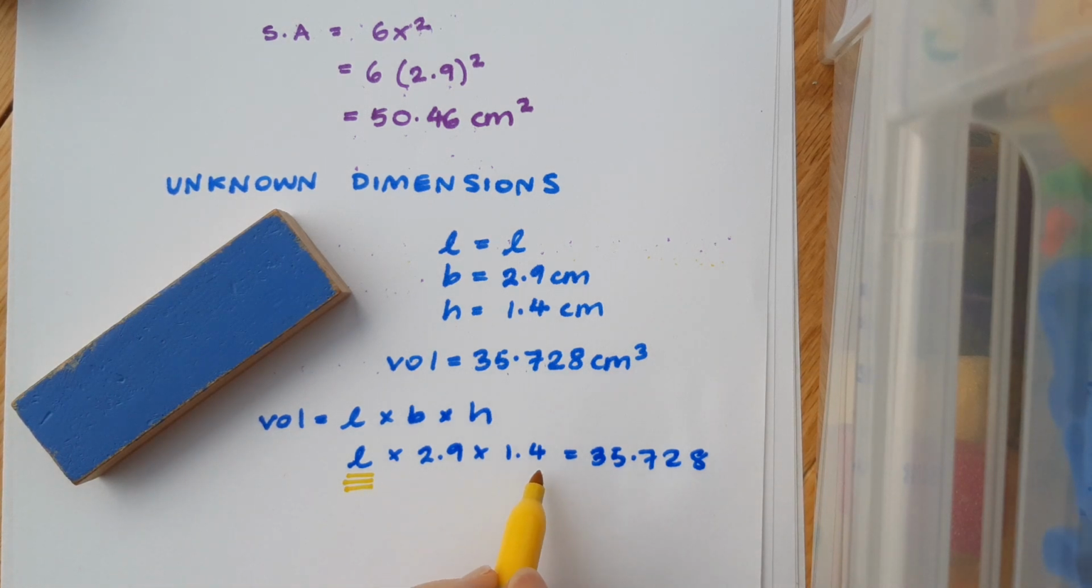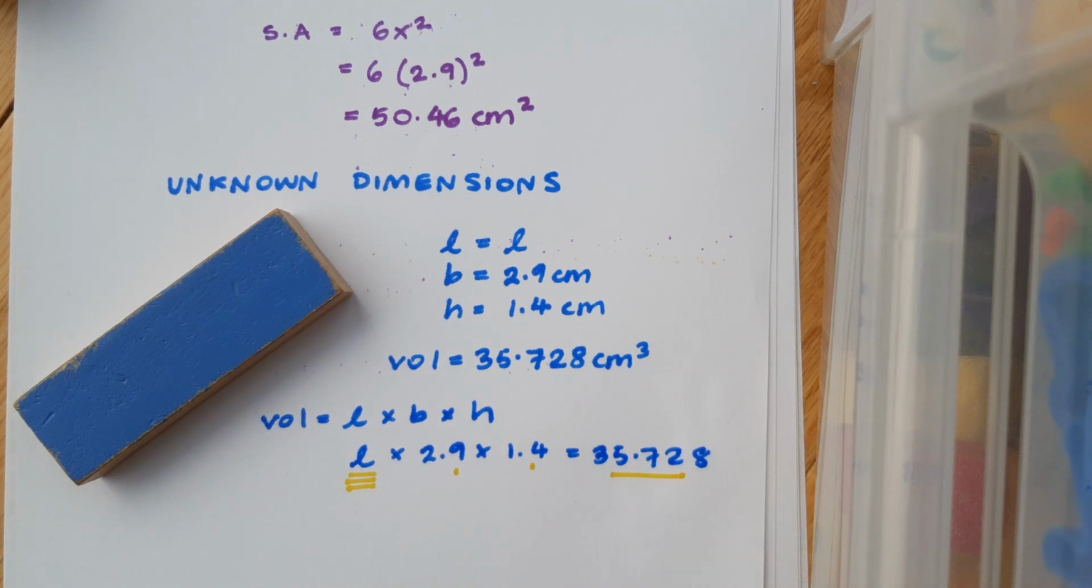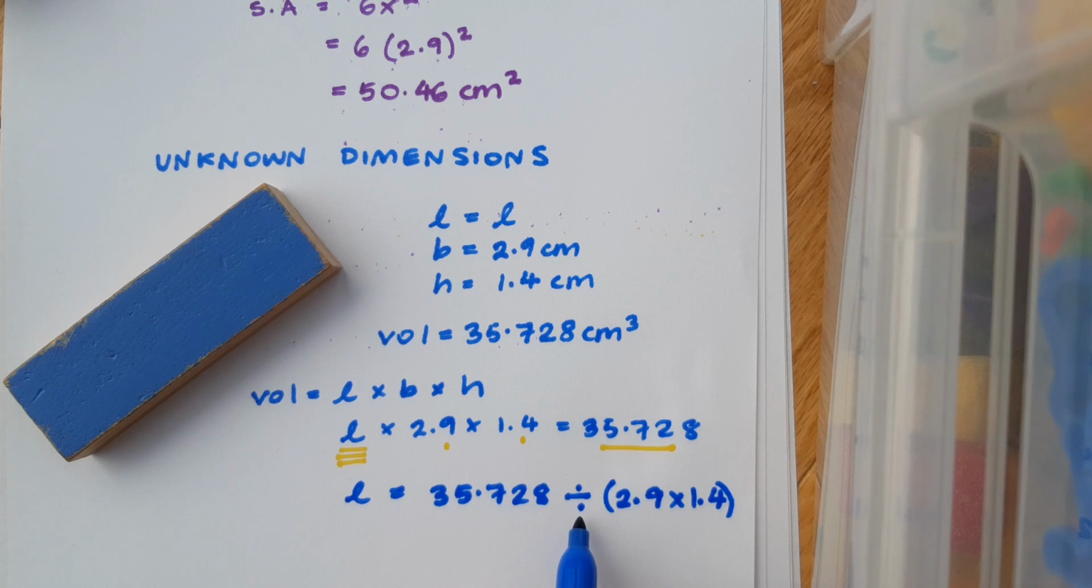And then what I'm really trying to do is figure out this L by itself. Now, I had to multiply these together to get the volume. So if I want to get length by itself, I'm going to take these values and divide them into the volume. So what am I going to get? I'm going to get length equals 35.728 divided by 2.9 by 1.4. Notice the way that I've written this down. I've got divided and then I've got a bracket around the 2.9 and the 1.4. And so what that says is that each of these values is dividing into 35.728. Everything in the bracket is dividing into this.